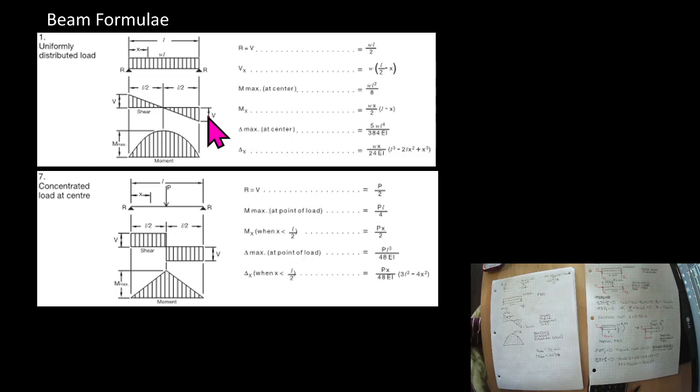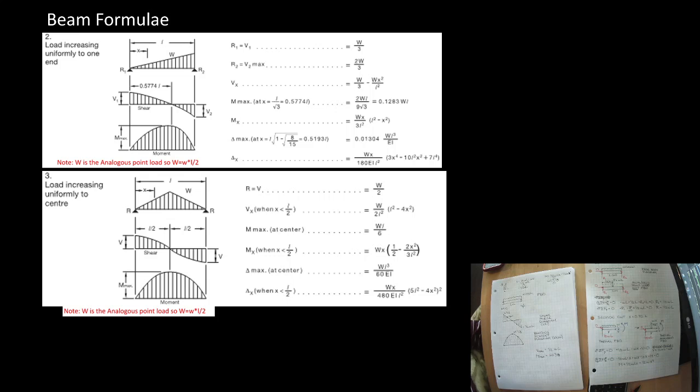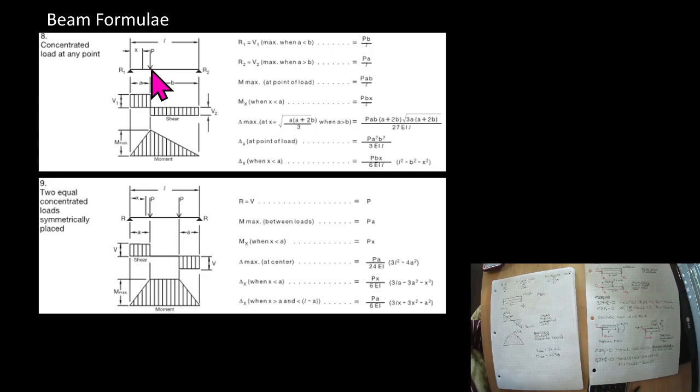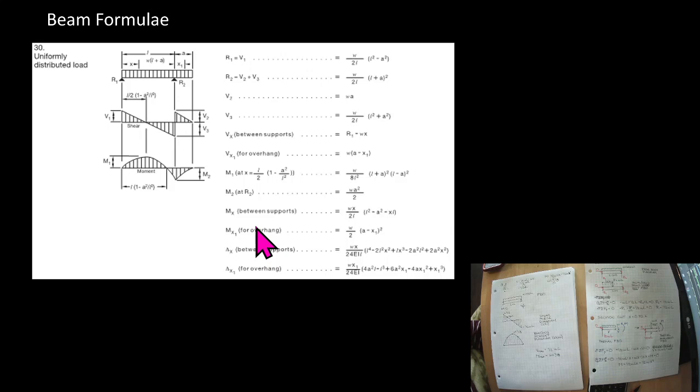There are a few other common types of beam arrangements that other people have created these same charts for. So look, you can have a triangularly distributed load on a simply supported beam. You can have a load that varies to a max at the midpoint. You can have a concentrated point load that's not at the center of the beam. You could have two equal concentrated point loads. Here's a good one, a uniformly distributed load on a backspan with a cantilever beam. Look at that moment diagram like that.